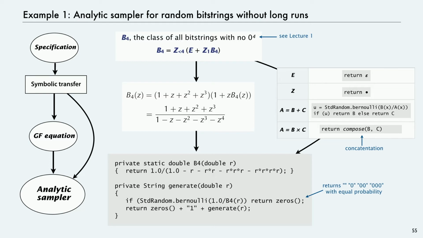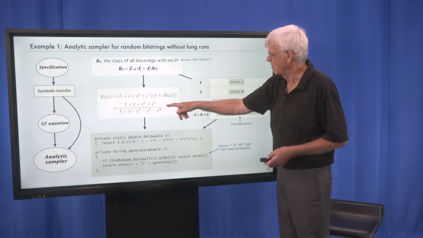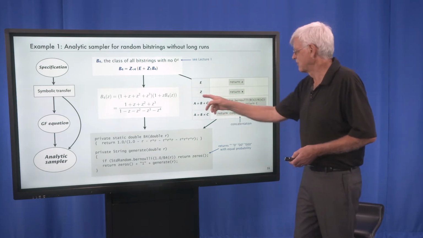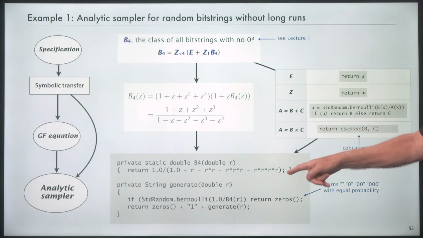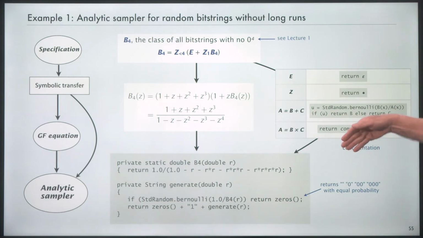And then if we take the rules for generating a sampler, in this case our compose operation is concatenation, we immediately get this recursive program. So this first is just an implementation of the generating function, denominator of the generating function, to cover this use of the union operation. And we immediately get a recursive method that says flip a coin with probability 1 over b4 of r, and if it comes up heads, just return one of those early strings with equal probability. Otherwise, you return one of those followed by a 1, followed by a recursive call to generate another string.